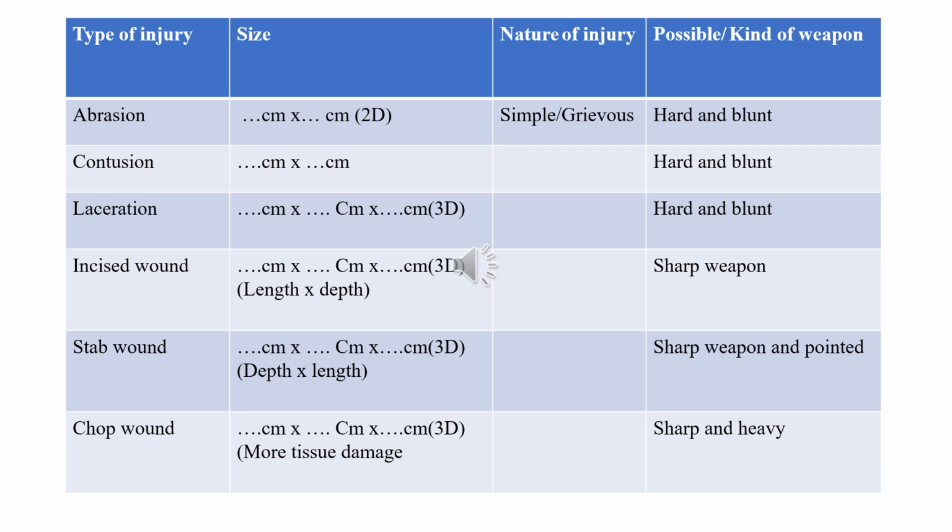What is the difference between the incision and stab wound? In incision, the length of the injury is more than the depth. In stab wound, depth is more than the length. Apart from incision and stab wound, there is another kind of injury which is caused by a sharp and heavy weapon, which is the chop wound, in which there is more tissue damage as it is caused by a sharp and heavy weapon.